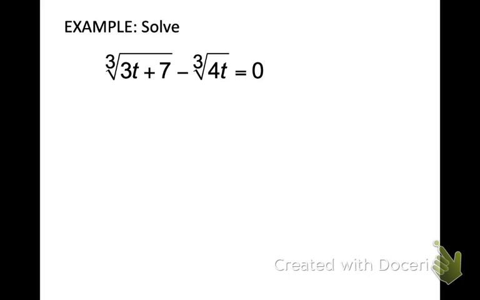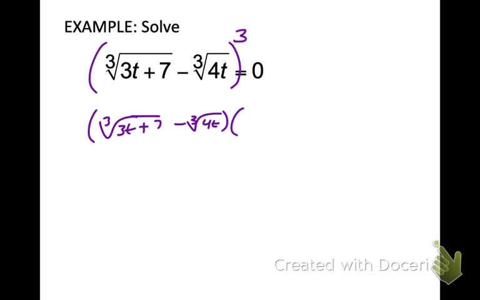Okay, what if you had something that looked like this? Cube root of 3t plus 7 minus the cube root of 4t equals 0. If you just watch, don't do this because this would be terrible. If you just cubed right away, you would not be able to cancel out your radicals. Technically that means you would have to do this times itself 3 times. And that would not be fun, right?